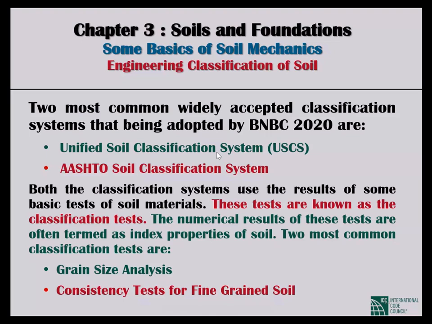In the Unified Soil Classification System and the AASHTO Soil Classification System, we usually quantify things so that we can develop a classification scheme that should be the language of engineers all over the world. Would you get my point? So we have to do certain tests, basically called classification tests. There are two: number one, grain size analysis, and number two, consistency test. We will be getting some numerical values from there. The numerical results of these classification tests are usually known as index properties of soil. Could you get my point? Whenever we get values from here, we call them index properties of the soil.